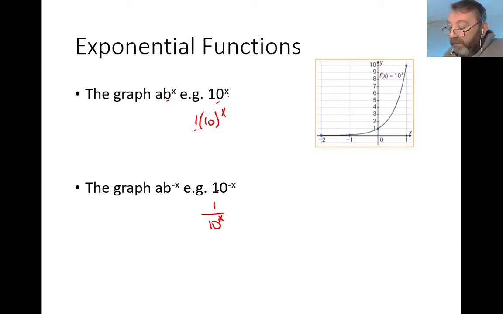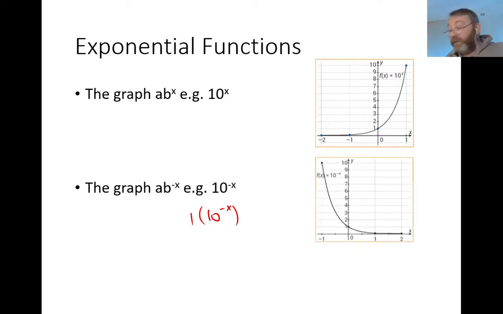And again, if you take 10 to the minus x, it doesn't look like it has an a value. So you just put a 1 in front. So therefore, it's going to go through the point 1, but it's going to come down the other way like this. So again, both of them go through the point 1. Why? Because 1 is the coefficient of the base. That's the base, that's the index, and the number that stands in front is the coefficient.